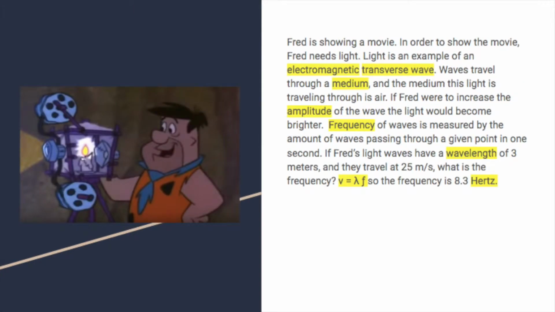The light Fred is using to show the movie is an example of an electromagnetic transverse wave. Waves travel through a medium. Fred's light waves are traveling through air. Increasing the amplitude of the light waves will make them brighter. The wave's frequency is measured by the number of waves passing through a given point in 1 second. The formula used to find the velocity, wavelength, or frequency of waves is shown right here.